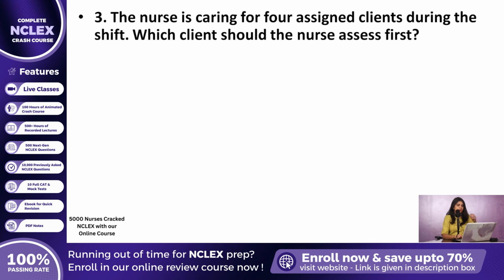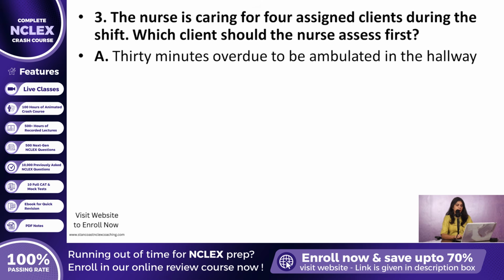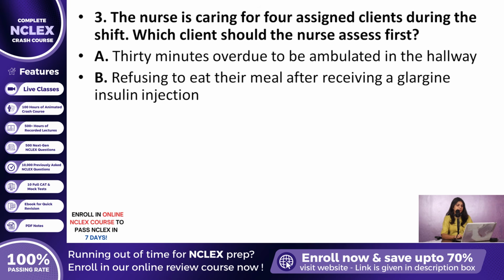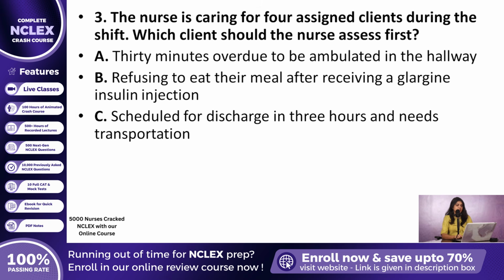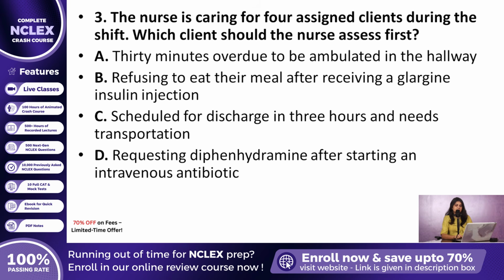Let us take a closer look at question number 3. The nurse is caring for 4 assigned clients during the shift. Which client should the nurse assess first? Consider the following options. Option A, 30 minutes overdue to be ambulated in the hallway. Option B, refusing to eat their meal after receiving a glargine insulin injection. Option C, scheduled for discharge in 3 hours and needs transportation. Option D, requesting diphenhydramine after starting an intravenous antibiotic. The correct answer here is option D, requesting diphenhydramine after starting an intravenous antibiotic.